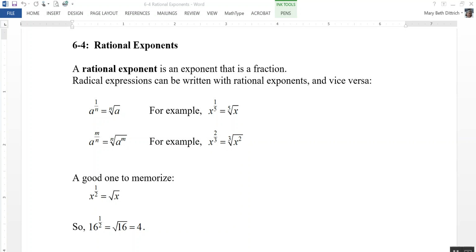A good one to memorize is anything raised to the 1/2 power is the same as the square root. So 16 to the 1/2 power is equal to the square root of 16, which is equal to 4.